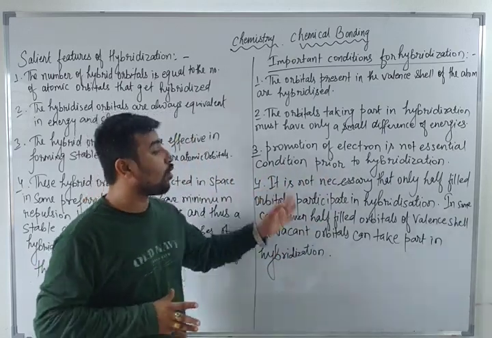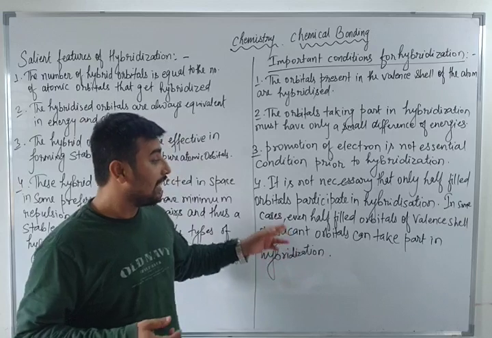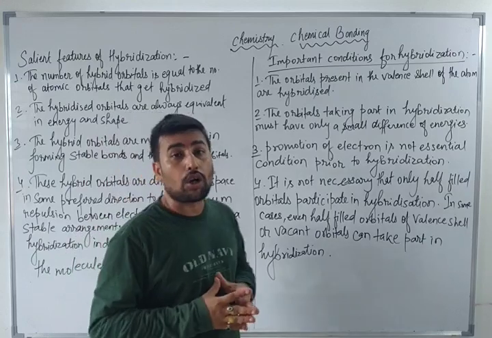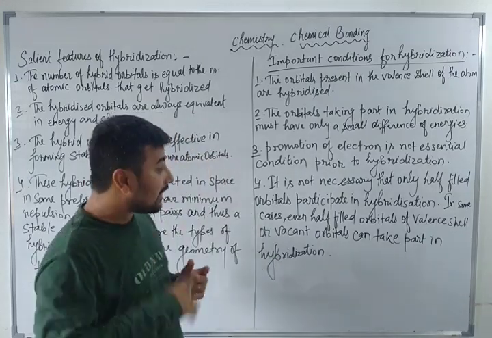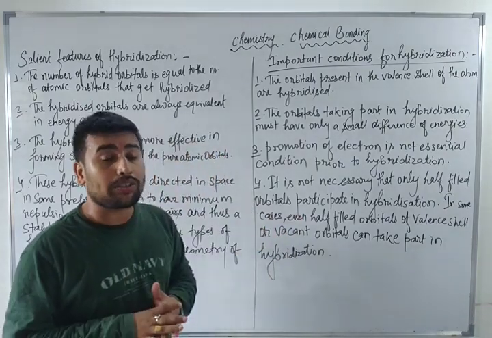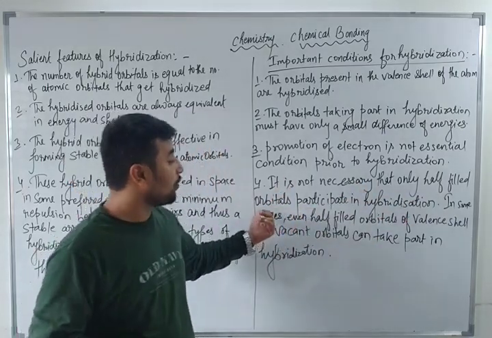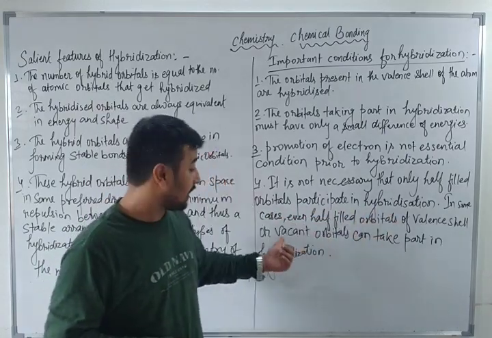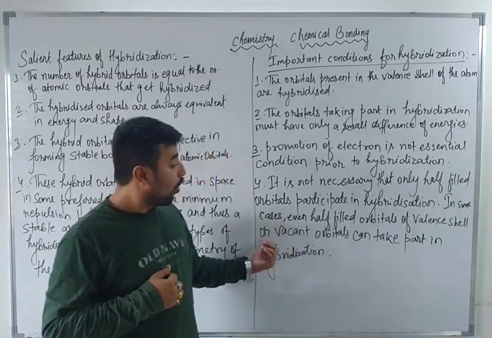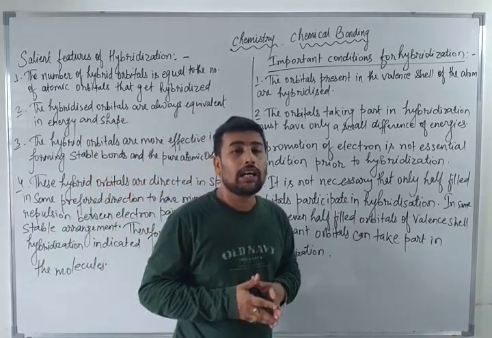Last but not least, it is not necessary that only half-filled orbitals participate in bonding. In the standard 12, there is one chapter called coordination chemistry. In that chapter, we'll discuss how the fully filled valence orbitals are also responsible for hybridization. So that's why I have written here, it is not necessary that only half-filled atomic orbitals participate in hybridization. In some cases, in coordination chemistry, even filled orbitals of the valence shell or vacant orbitals can also participate in hybridization. This I will discuss in the coordination chemistry chapter.